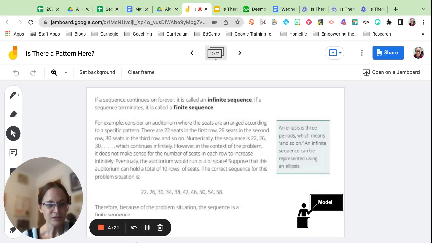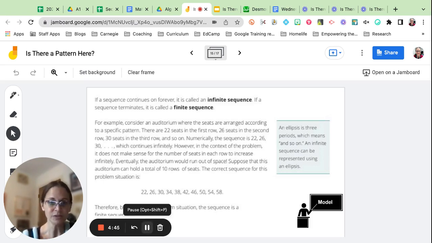For the sequence we looked at, where we started with 64 and divided by 4, it would go on forever and ever and ever. There's never a point at which we would need to stop dividing by 4. That means it would be called an infinite sequence. If a sequence continues on forever, it's infinite. But some sequences terminate, and those are called finite sequences. Let's look at some examples.